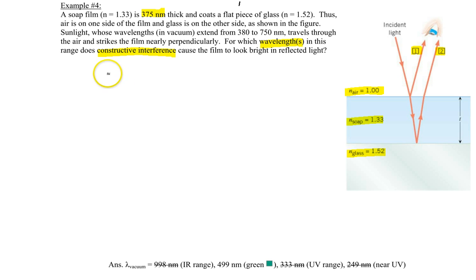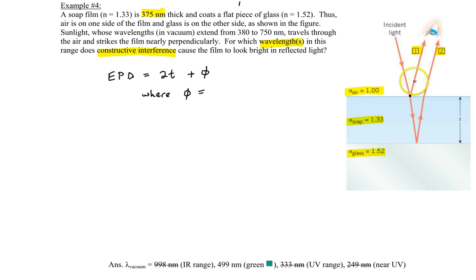Okay, so we're going to start off by writing our extra path difference is equal to 2t, because it's going to go up and down, plus the net phase inversion. And what we need to decide is what the net phase inversion is. We need to look at the reflections that occur at the first barrier here, and we're going from less dense to more dense. We're going into a medium where light is slowing down.